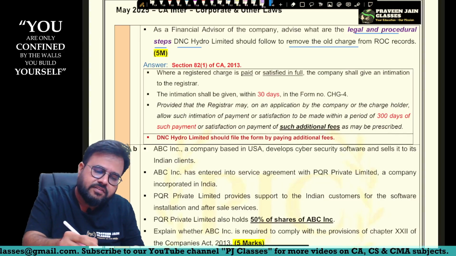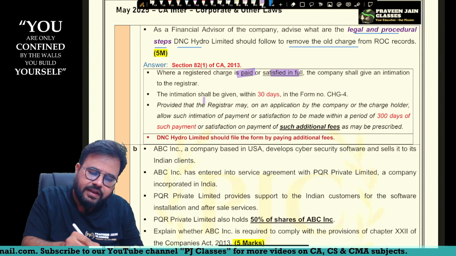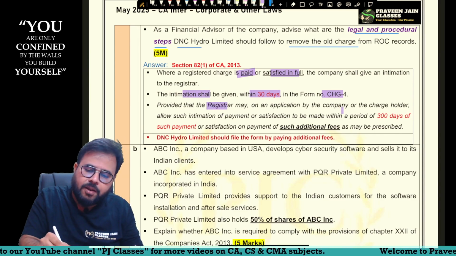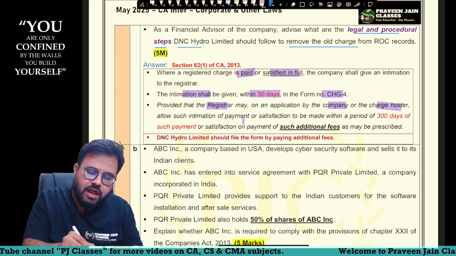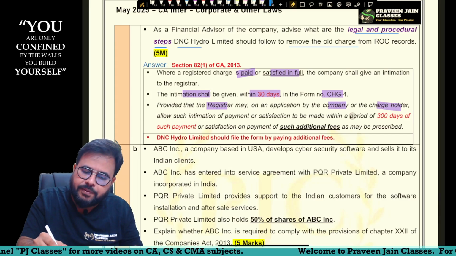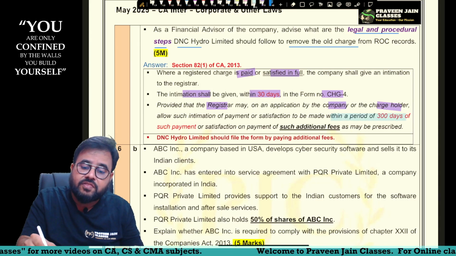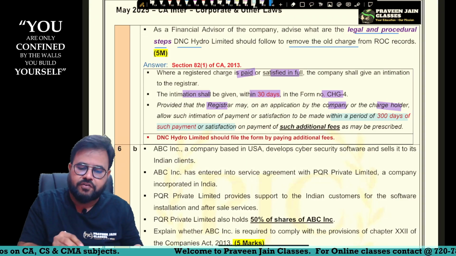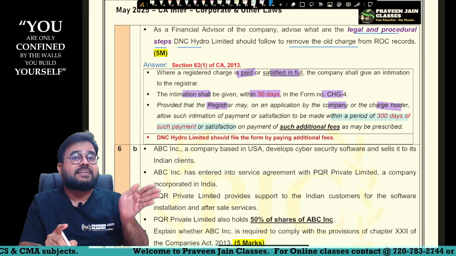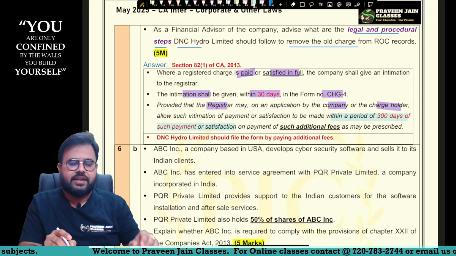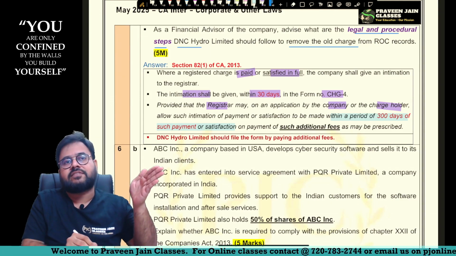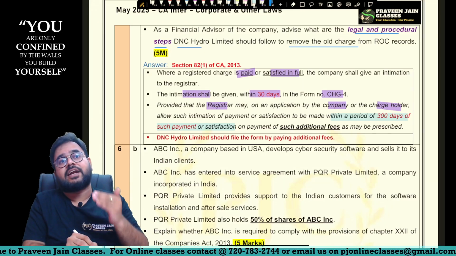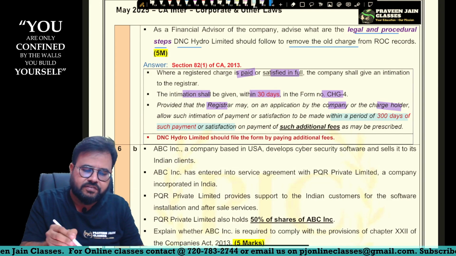So where the charge is paid or satisfied in full, intimation has to be given within 30 days, CHG4. Registrar may, on an application by the company or the chargeholder, allow such intimation to be done within a period of 300 days. Now remember, 300 days from the date of payment or satisfaction. So it is not an extra 300 days, it is 270 days extra we are getting, sir. So 30 days from the date of satisfaction, and here also 300 days from the date of satisfaction, sir. That is the point, sir.